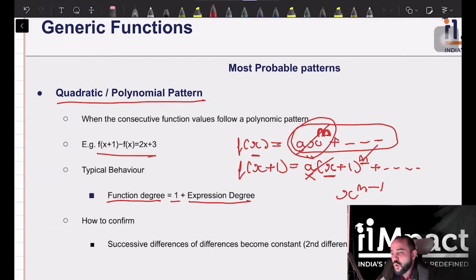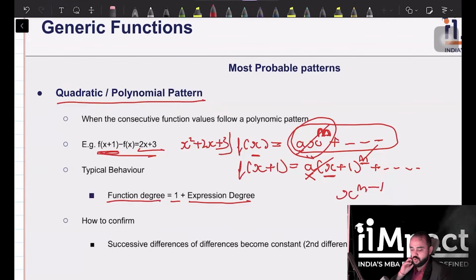If the difference is quadratic, if this was given to you as x square plus 2x plus 3, then f of x you would have assumed as a cubic function. So how to identify this is successive differences, or the differences of differences, they will turn out to be constant. Basically, you want to arrive at this constant. So you can either go by this approach by looking at the power of the difference, or if the values you have calculated, you should find successive differences.